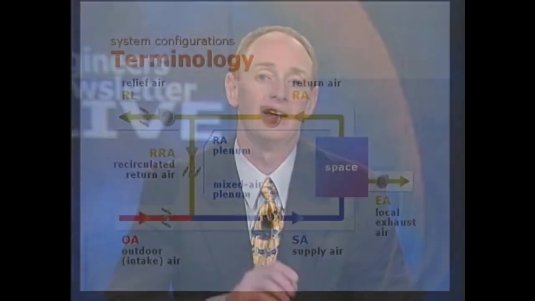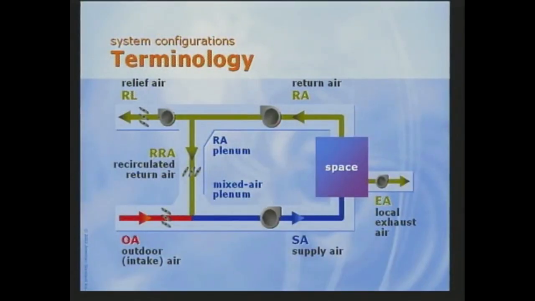In this next section, we'll discuss some of the most common system configurations that are used for controlling building pressure. Let's review a few definitions to make sure that we're all on the same page. This slide defines the airflows, fans, and dampers most commonly used for controlling building pressure.